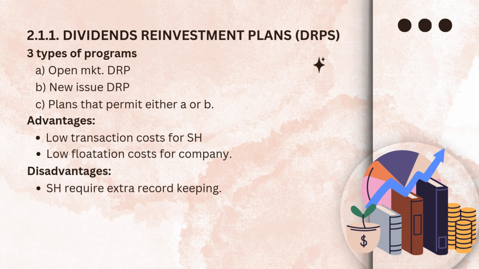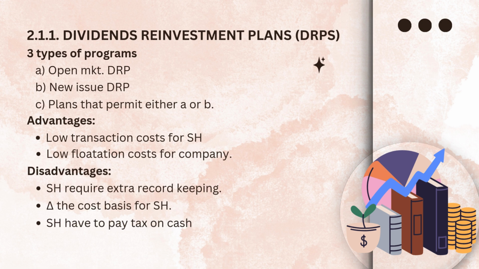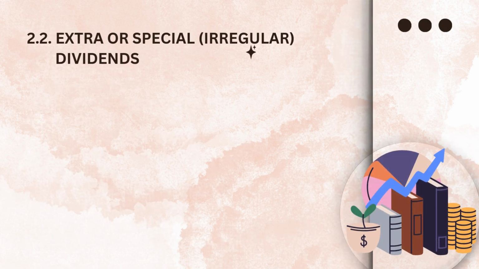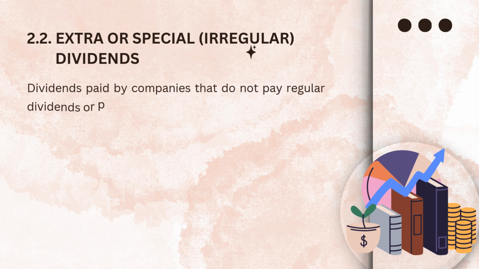Disadvantages: shareholders require extra record keeping, and the cost basis for shareholders changes. Shareholders have to pay tax on cash dividends even when dividends are reinvested. 2.2 Extra or special, irregular, dividends. Dividends paid by companies that do not pay regular dividends, or paying extra dividends on some special occasion.